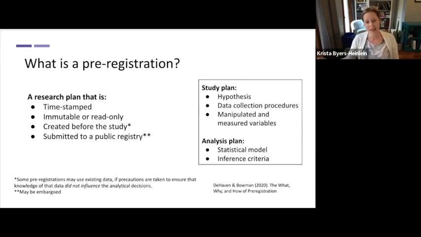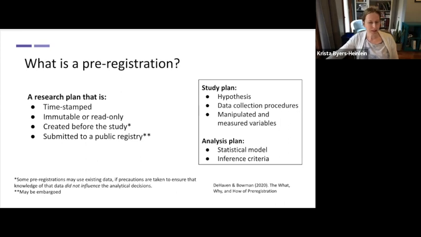But the thing about this is that it's public, and someone in the future can look at it and compare what you plan to do to what happened. So the plan might include your hypothesis, how you plan to collect your data, how many participants you plan to collect, what kind of inclusion and exclusion criteria you're going to have, different variables that you plan to measure or manipulate, as well as an analysis plan. So the statistical model, different inference criteria, whatever you're planning.